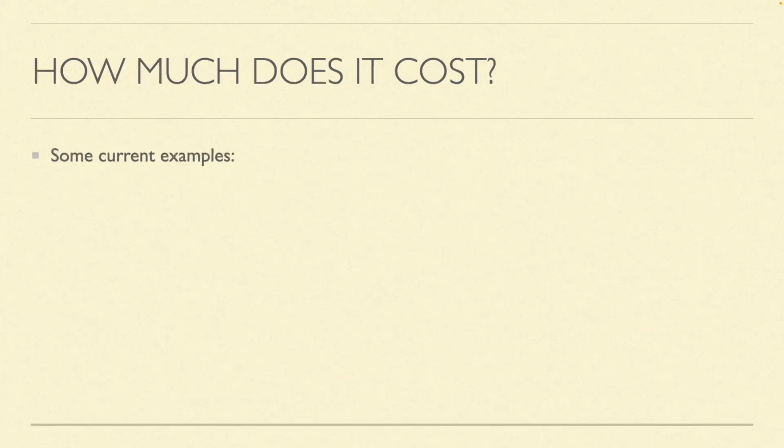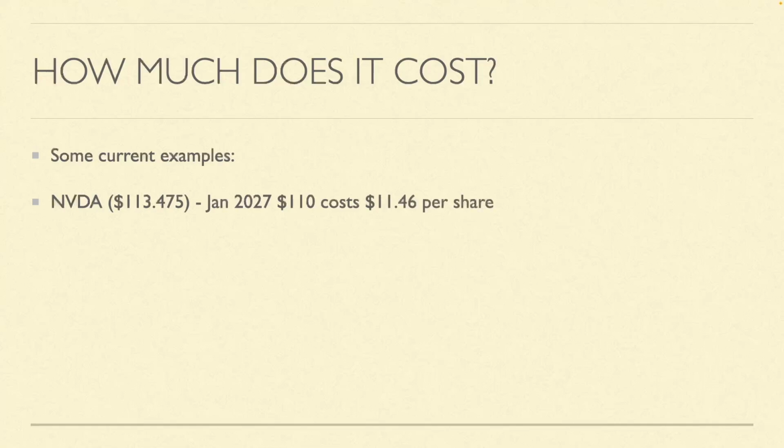Some current examples. Take NVIDIA, which at this time was trading around $113. To open a January 2027 $100 synthetic long costs about $11.46 per share. So that'd be $1,146 per contract to open it.